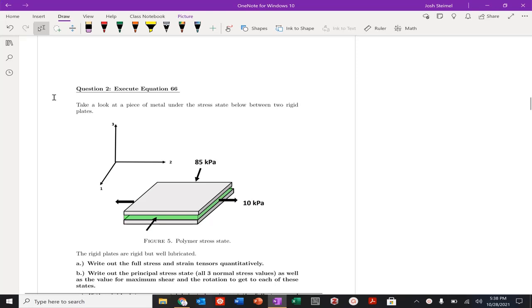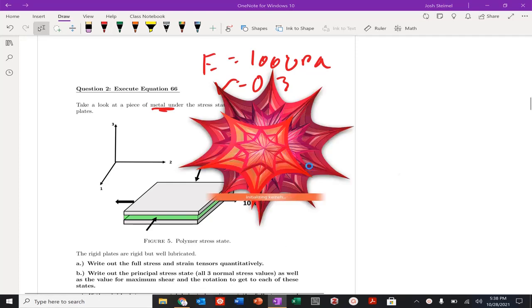All right, so we are told that we have, in number 2, a piece of metal, and it's under the stress state below between two rigid plates. So, metal, what do I know about a metal? Young's modulus, 100 gigapascal, nu is equal to 0.3, and I'm going to pull out Mathematica at this point and start to basically fill out this problem.